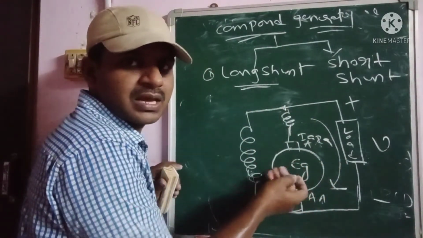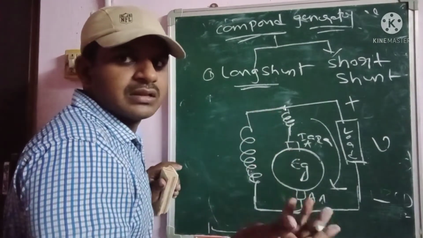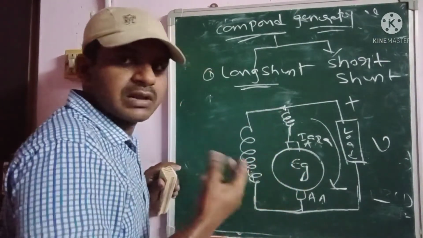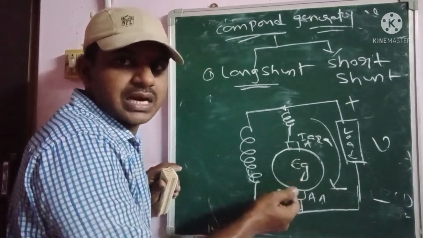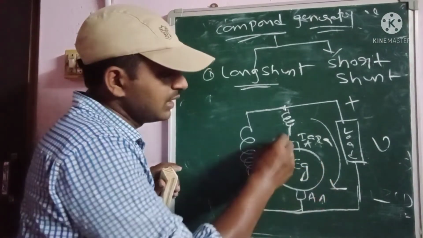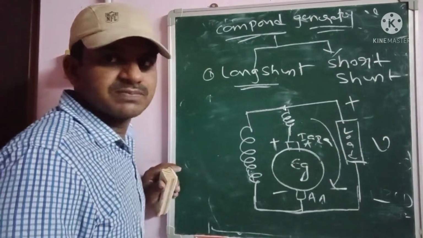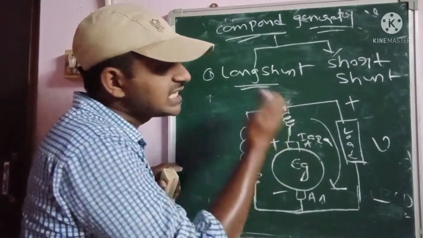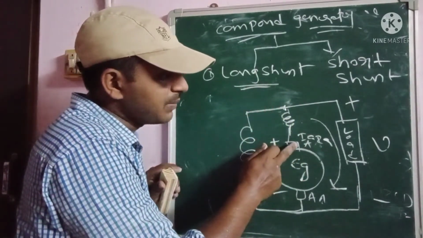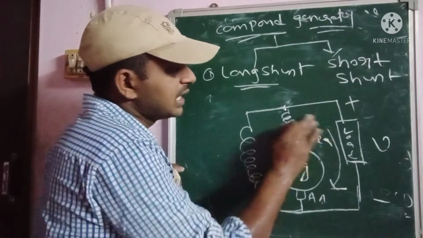In that armature, some flux will exist. That flux finally gives the generated EMF, which is given as EG, with plus and minus terminals. As well as here, the series field is there, in series with the armature.